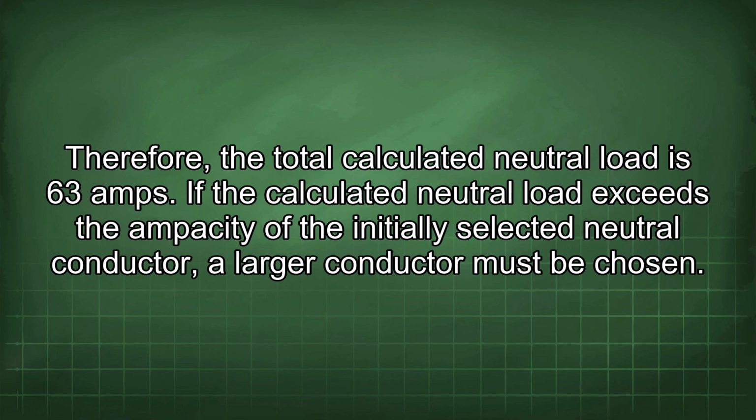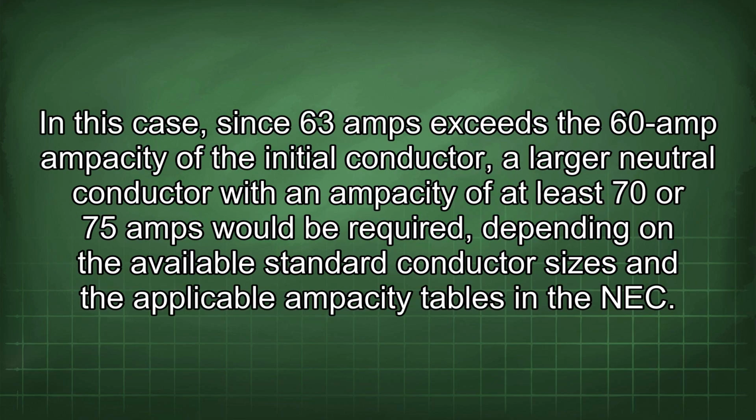If the calculated neutral load exceeds the ampacity of the initially selected neutral conductor, a larger conductor must be chosen. In this case, since 63 amps exceeds the 60 amp ampacity of the initial conductor, a larger neutral conductor with an ampacity of at least 70 or 75 amps would be required, depending on the available standard conductor sizes and the applicable ampacity tables in the NEC.